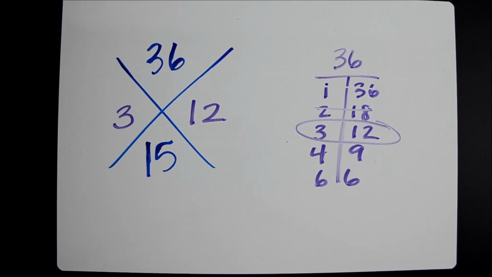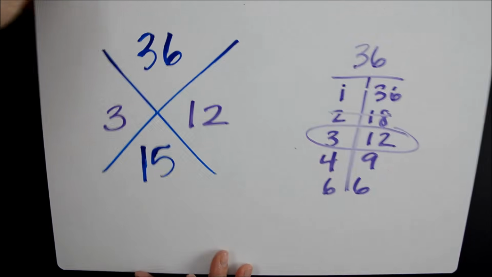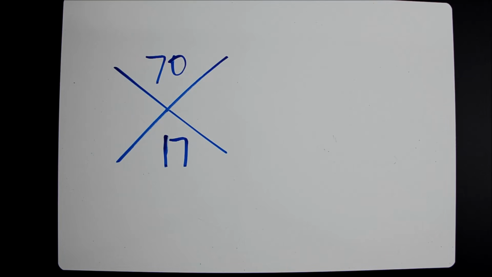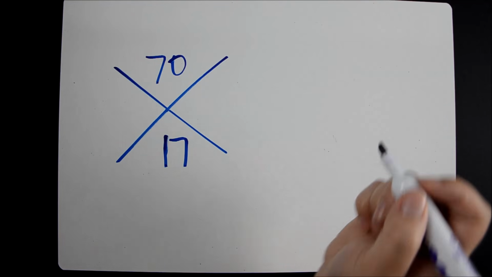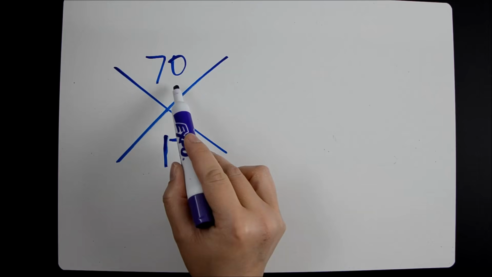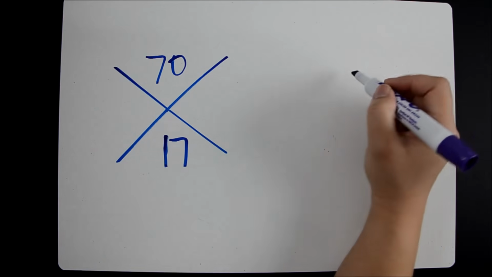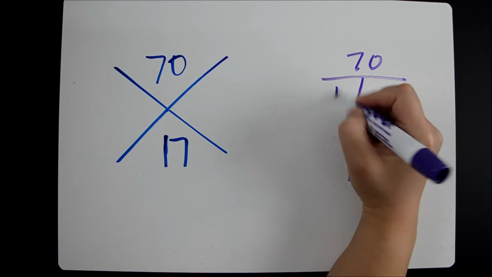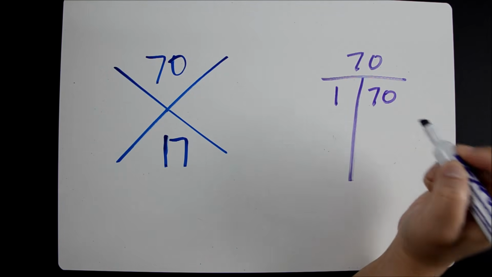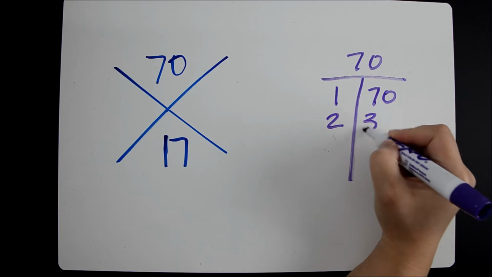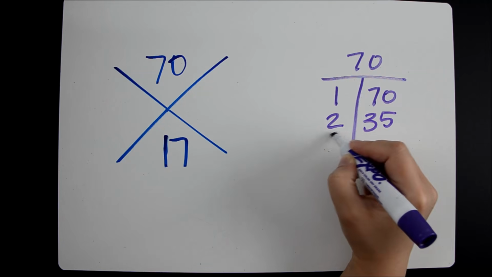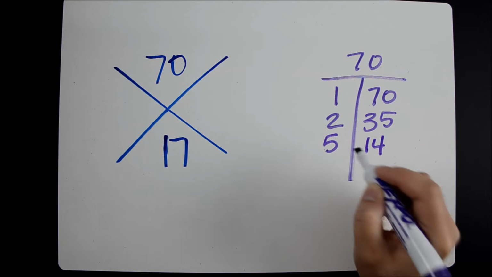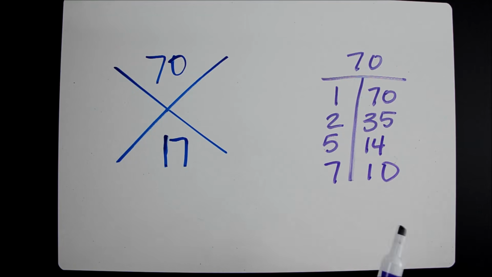Let's take a look at another example. Here we're trying to find two numbers that will multiply to give us 70 and add to give us 17. It's a little easier when the numbers are positive, but we're going to go ahead and list out all the factors anyway. So 1 and 70, 2 and 35, 5 and 14, 7 and 10.